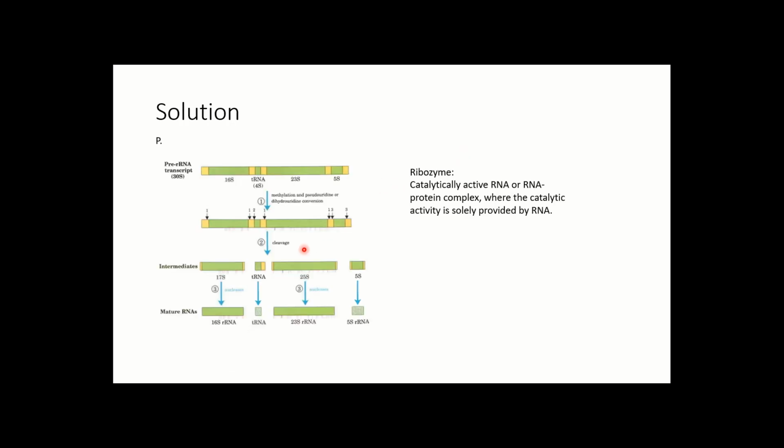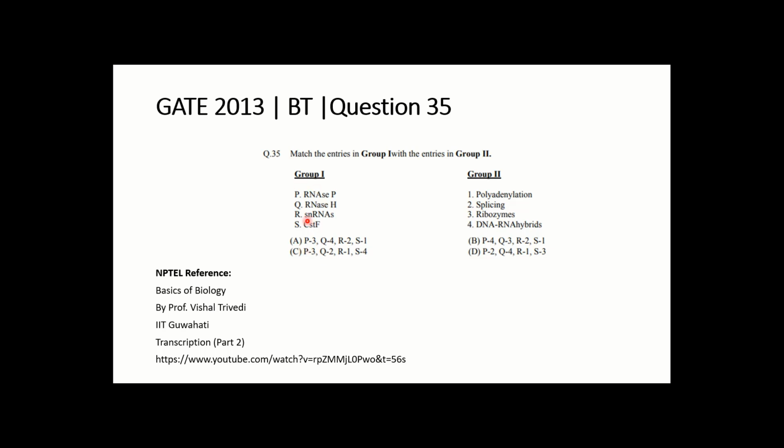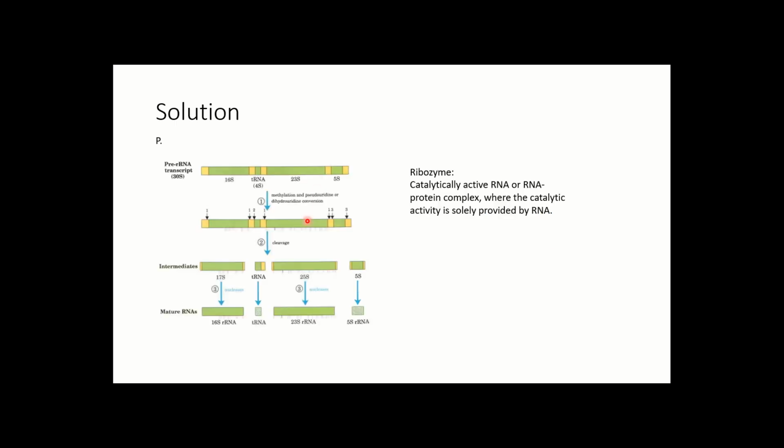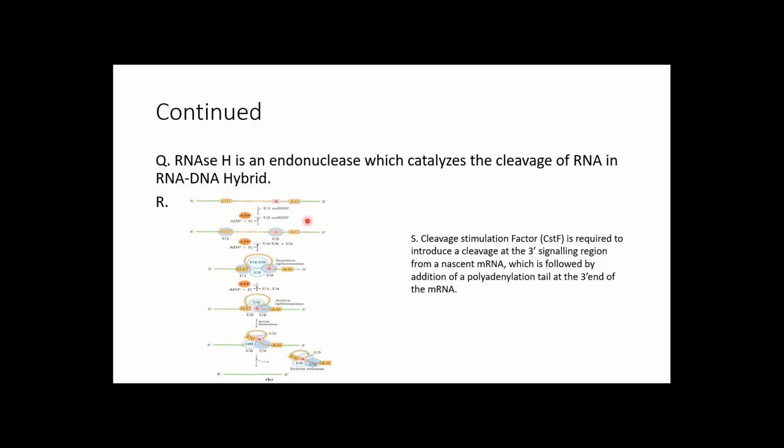Option R was snRNA, which are small nuclear RNAs. What is the role of small nuclear RNA? They have a role in splicing. You can see here there is an intron, this yellow colored part, which is removed by the splicing process. There is recruitment of some snRNPs, which are small nuclear ribonucleoproteins. They are components of the splicing machinery, so they will be recruited.